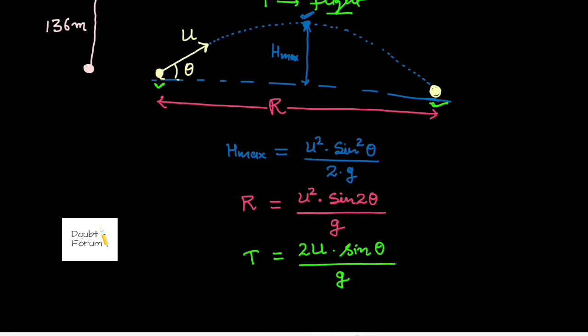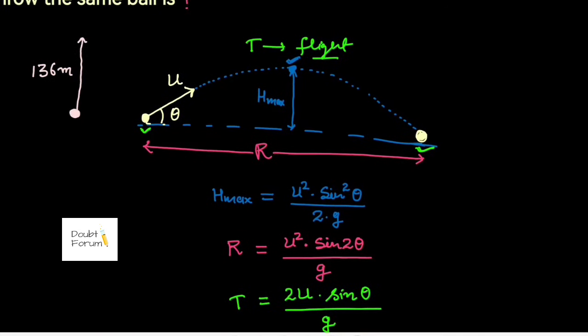In this question, we have been asked that when the man throws the ball in a horizontal manner, what would be the maximum horizontal distance the ball would cover, which is r. We have to calculate r. So we can use this formula. To use this formula, what we need is theta, the angle, and the initial velocity. If we know the initial velocity u and we know the angle theta, we can calculate the maximum distance the ball would cover.